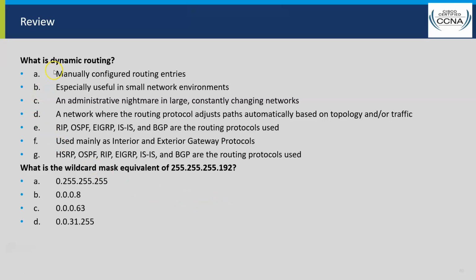But what is a dynamic routing protocol? Manually configured routing entries are especially useful in small networks, but an administrative nightmare in large, constantly changing networks. A dynamic routing protocol is one where the routing protocol adjusts paths automatically based on the topology and/or traffic. RIP, OSPF, EIGRP, IS-IS, and BGP are routing protocols used mainly as interior and exterior gateway protocols, HSRP, OSPF, and so on.